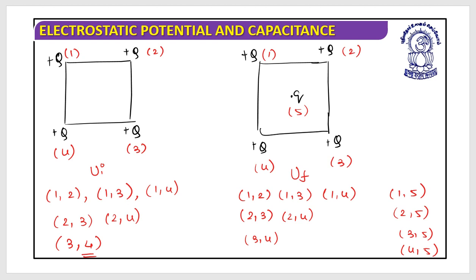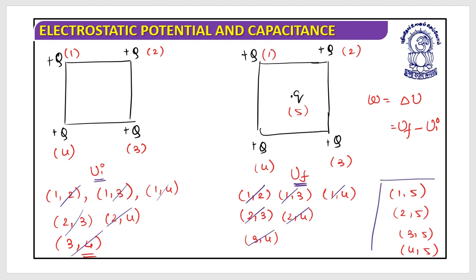What you need to do is simply say work done is equal to delta U, and that would be equal to UF minus UI. If you write UF minus UI, you are going to subtract these initial pairs from these final pairs. So these pairs would always cancel out: 1 comma 2, 1 comma 4, 2 comma 3, 2 comma 4, 3 comma 4. So the only remaining numbers are these.